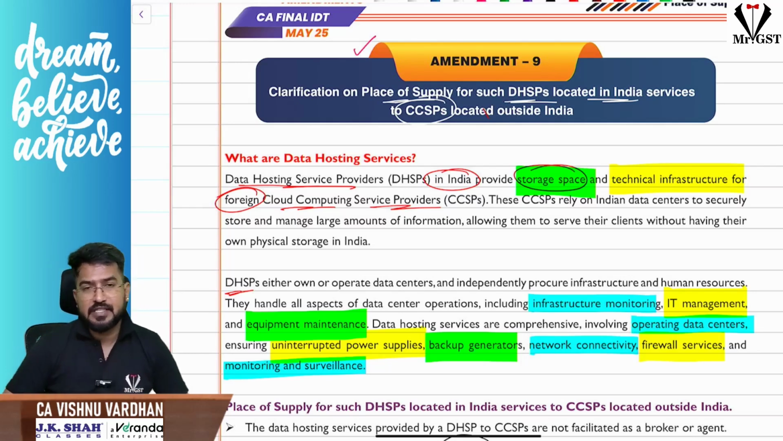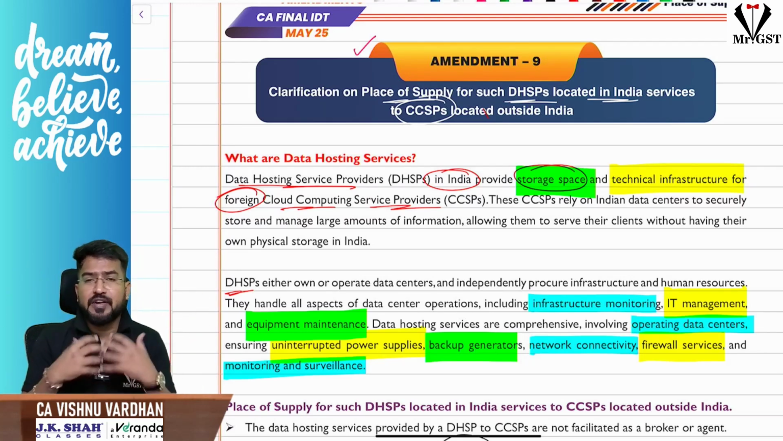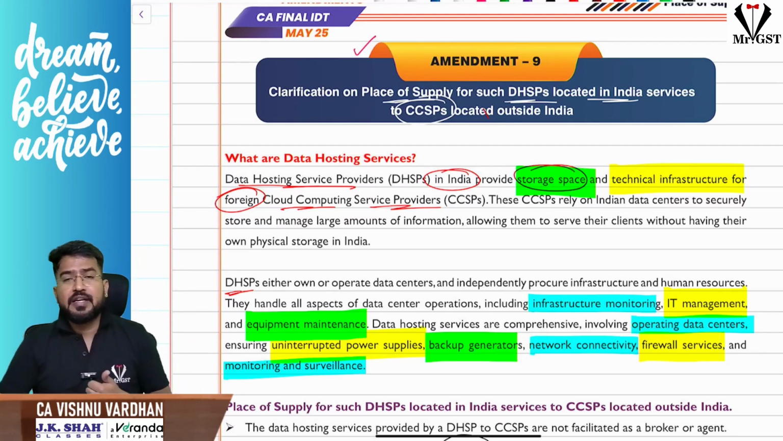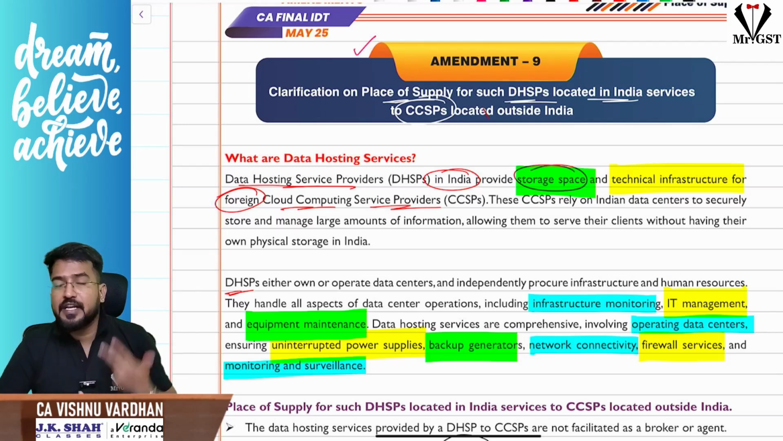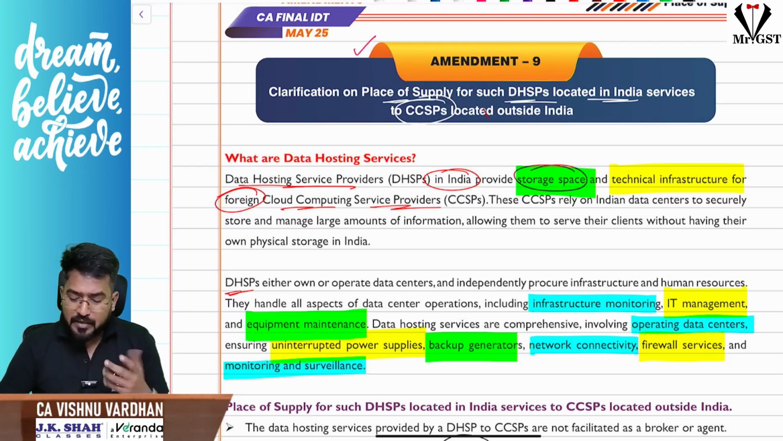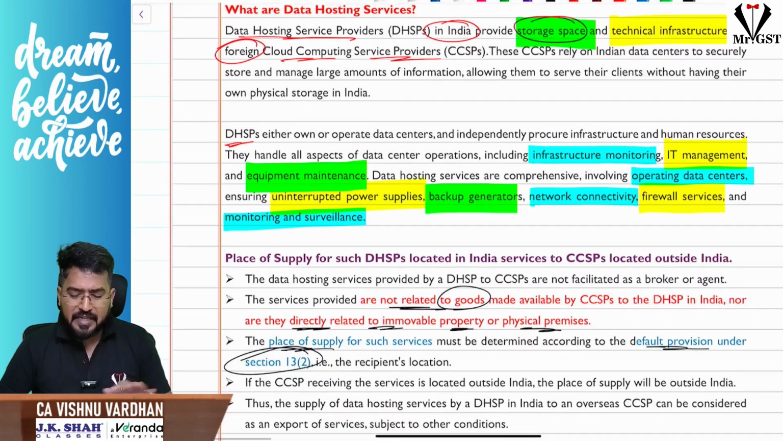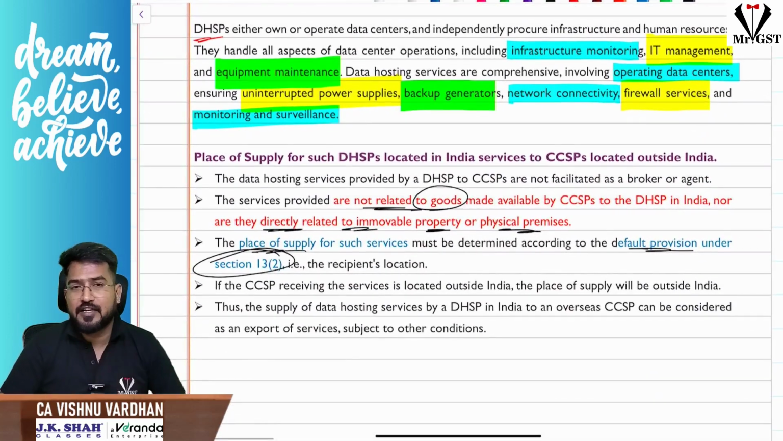Actually, the clarification is, sir, when you are providing data hosting services, you are not just renting any data center. You have to provide various other things like maintaining the data centers, the security of that particular data center, uninterrupted power supplies, firewalls, and next, let us assume backup generators, operating data centers, IT management, firewall services, like this.